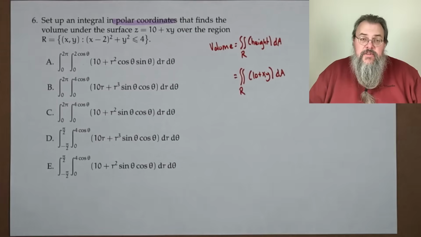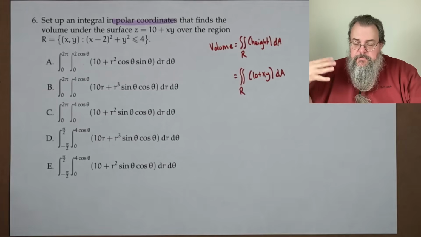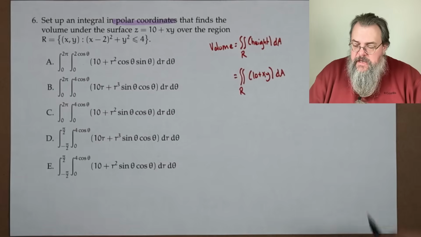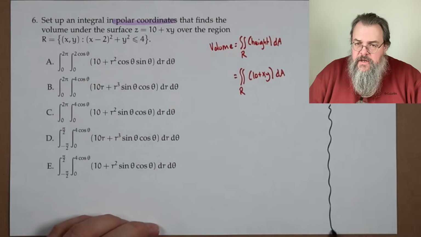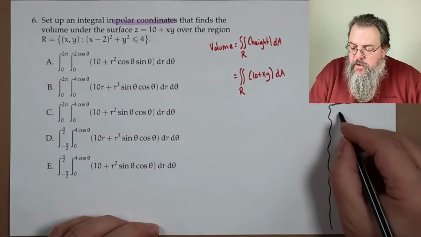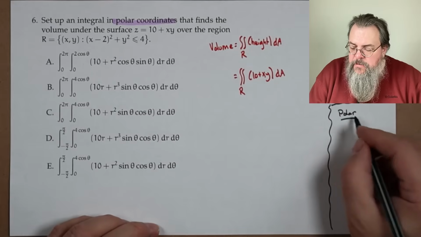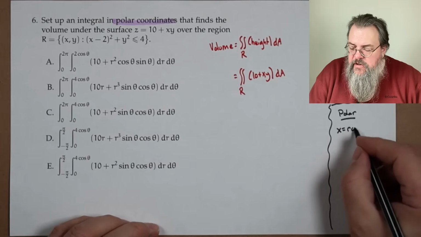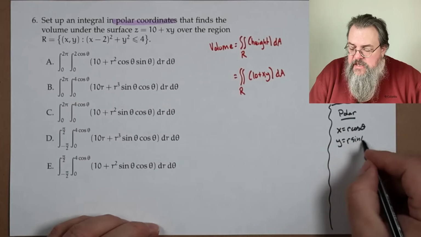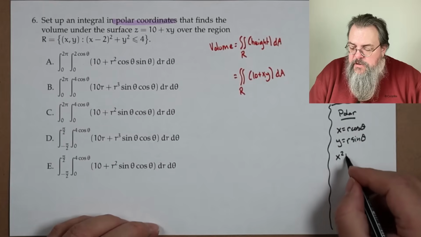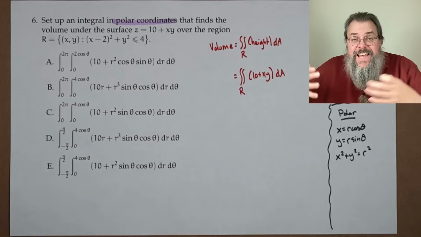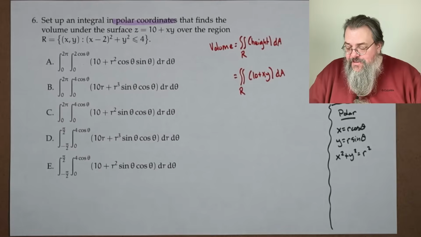And now we need to start thinking about how we figure this out. Now there's a couple of things to know, and we'll make some notes here. We do know, for instance, that in polar, x is r cosine theta, y is r sine theta, and x squared plus y squared equals r squared. And basically, that's our go-to collection of facts.